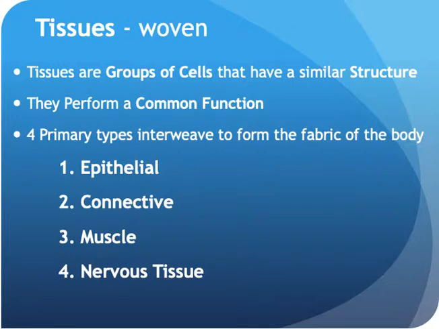understand the basic definition. Okay, so tissues are groups of cells. They're going to have a similar structure. They perform a common function, and then we're going to get 4 primary types, and then these are going to interweave to form the basic fabric of the body. Okay, so we get these 4 types: epithelial, connective tissue, muscle tissue, and nervous tissue.